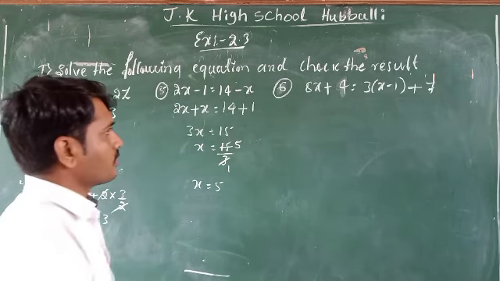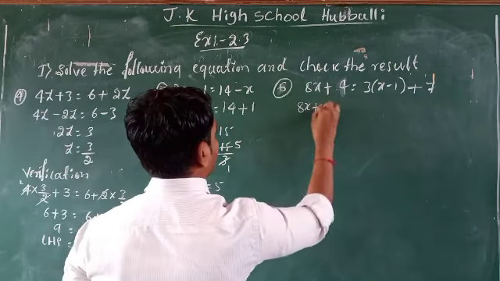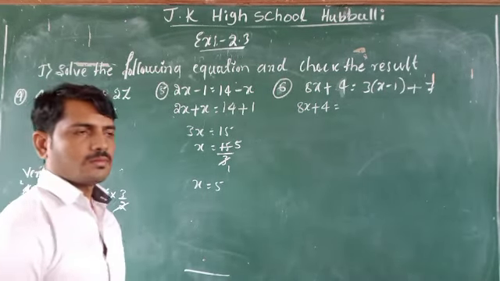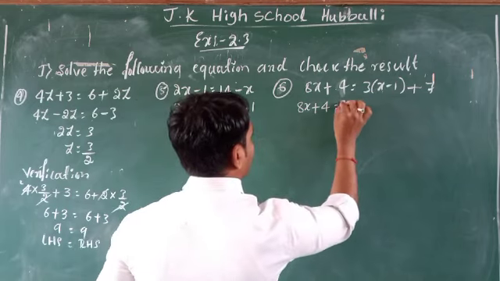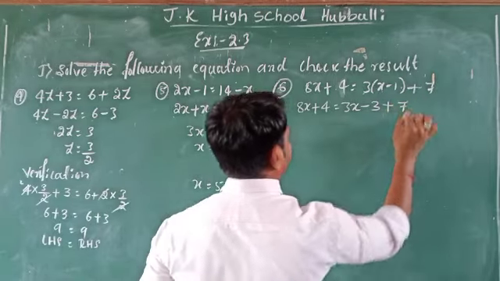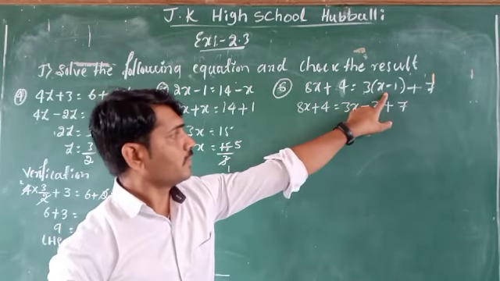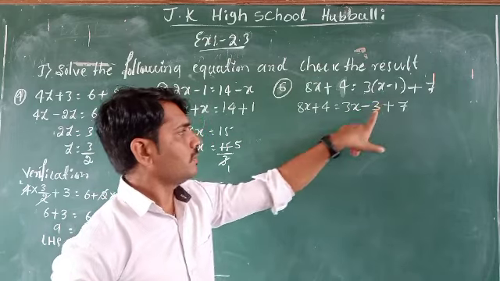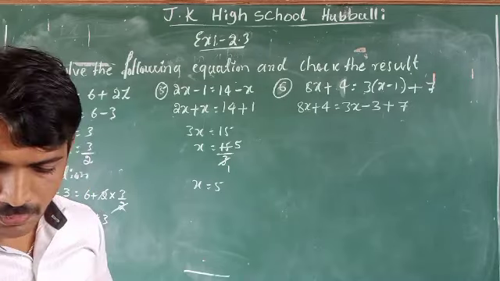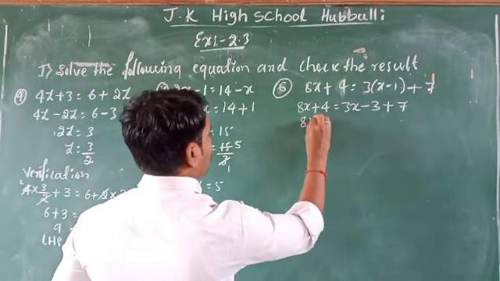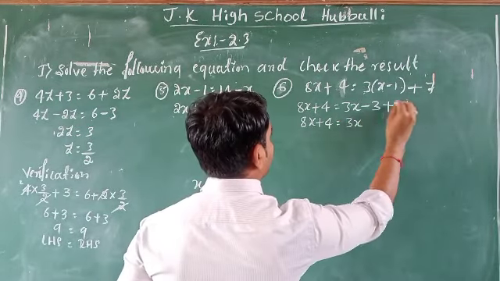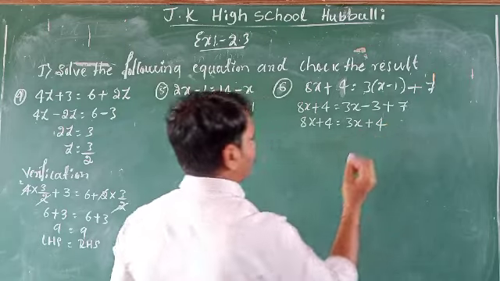Question number 6. So first one, 8x plus 4 as it is, because there are no common brackets. Now 3 into x, 3x, 3 ones are 3, so plus 7 as it is. Next, what do you do? 8x plus 4 is equal to 3x also as it is, 7 minus 3 plus 4.